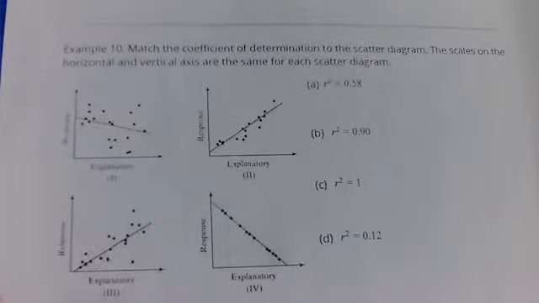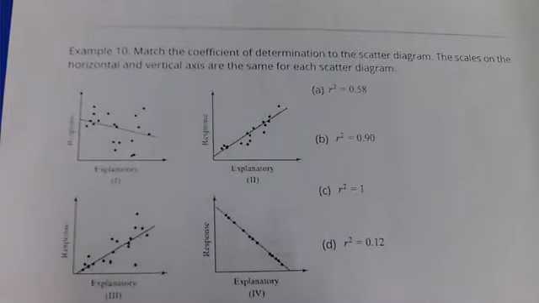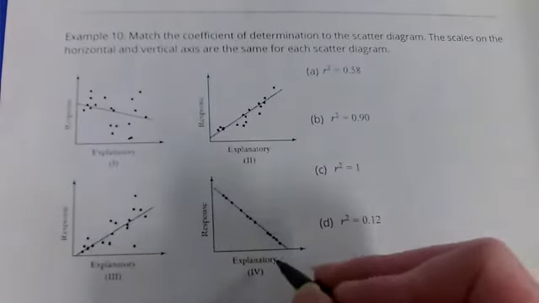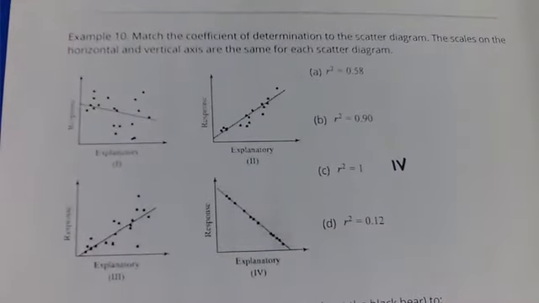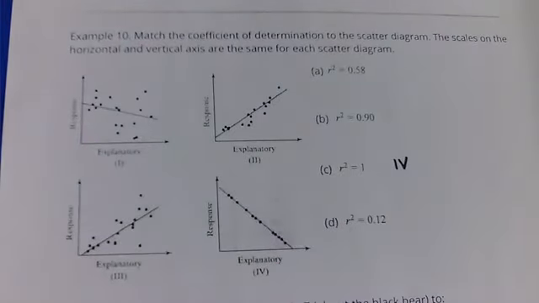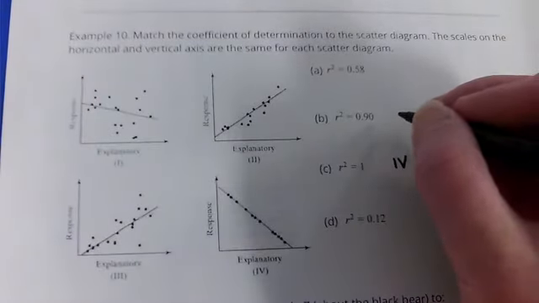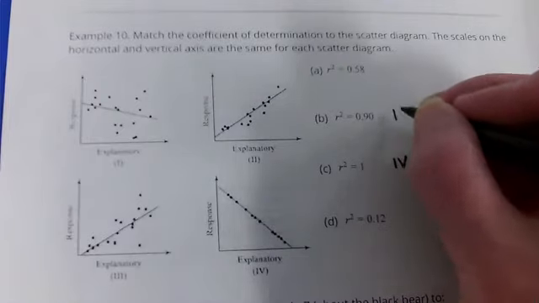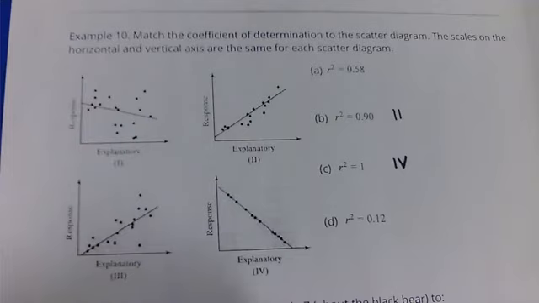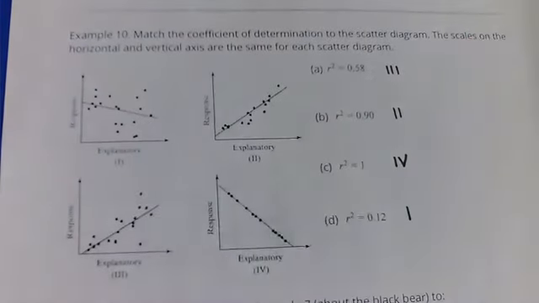Could we match up graphs with the coefficient of determination? Well, it's very similar to when we were doing R. The better the fit, the higher the R squared. So C would definitely be graph 4. Now notice that the direction doesn't matter. It's how closely it explains the data. So I would say 0.90 would be 2. Now which one shows the least amount of data fitting? That'd be 1. And then 3 would be A.